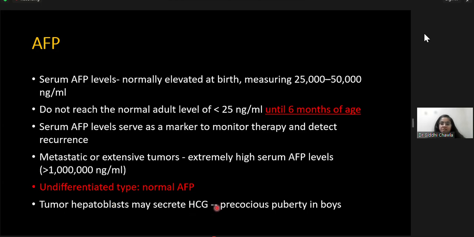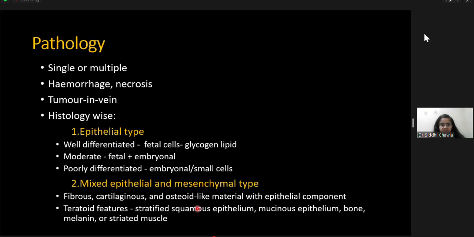Sometimes the tumor hepatoblast may secrete beta HCG and can result in precocious puberty, and it is mostly seen in boys and sometimes in females also. So this is a very important point again to be noted whenever you are dealing with these cases. They can be single or multiple lesions, they can have hemorrhage, necrosis, and tumor in vein is very commonly seen and you have to report it in your cases also. The hyperdense areas that we were seeing on the CT were actually the areas of hemorrhage.